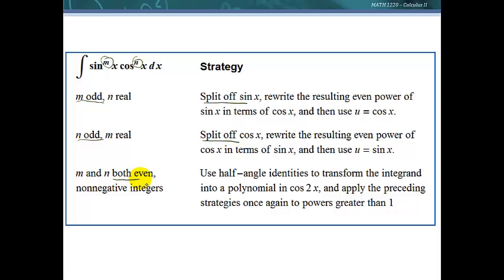Okay, if both of them are even, then we're going to have to use half angle identities, and we may need to use them more than once until we can get this down to things that we can integrate. Now stay tuned for part 2 so we can come up with some ways to do these maybe just a little bit simpler.